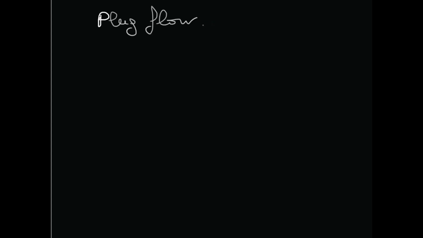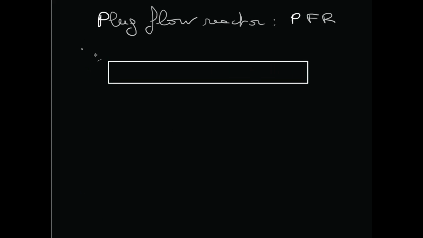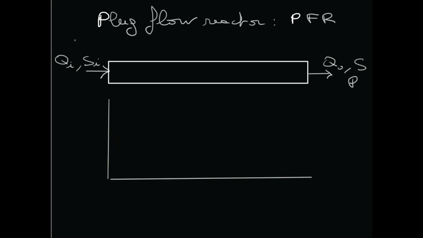Plug flow reactor, we will call it PFR. It's a tubular reactor, an open reactor. I represent here the input flow and the output flow. We call QI, SI the parameters at the entrance, QO the output flow, and we will call S and P the concentrations in the output flow.